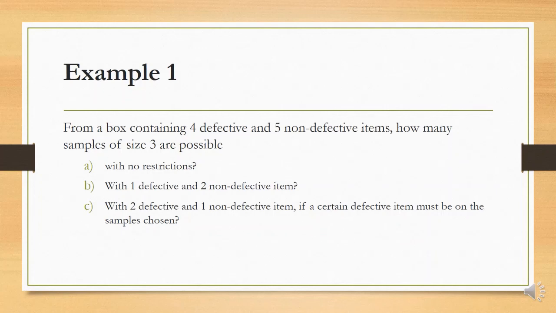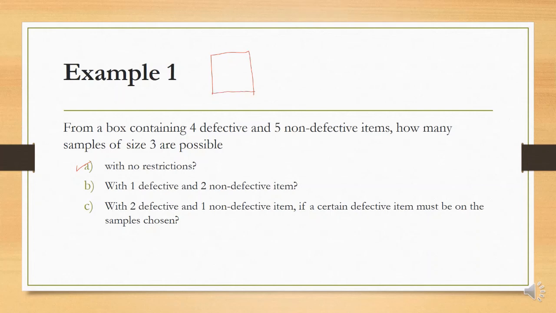So let's have example number 1. From a box containing 4 defective and 5 non-defective items, how many samples of size 3 are possible? So kapag sinabing no restrictions, it doesn't matter kung lahat yan ay defective o lahat yan ay non-defective or kung ilan yung defective at ilan ang non-defective, basta 3 ang ating kukunin. For combinations, I usually use yung box method na tinatawag ko.